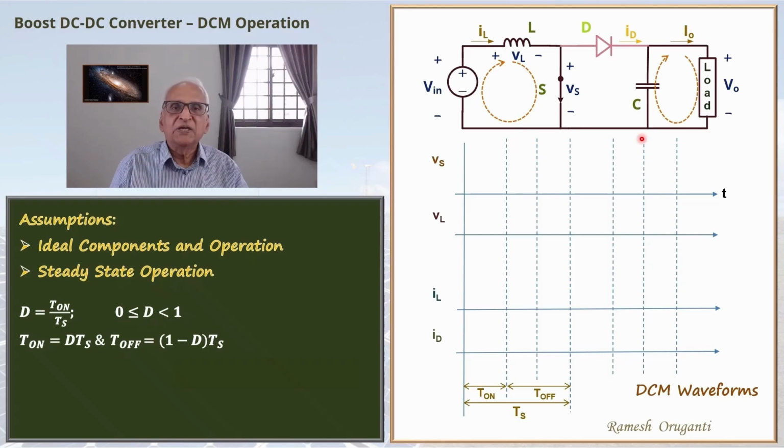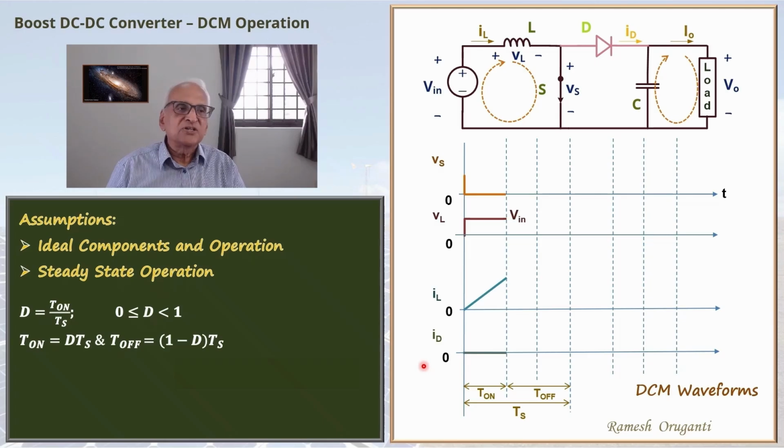We are of course assuming that the capacitor is so large that as it discharges into the load, the voltage does not change much. So during the T on interval, when the switch is on, the switch voltage will be 0, and the inductor voltage will be Vin minus the switch voltage, that will be Vin. And that Vin is applied across the inductor, so the inductor current will go up. The inductor current starts from 0. A little while later, we will show how it starts from 0. Since the diode is switched off, the diode current ID is 0.